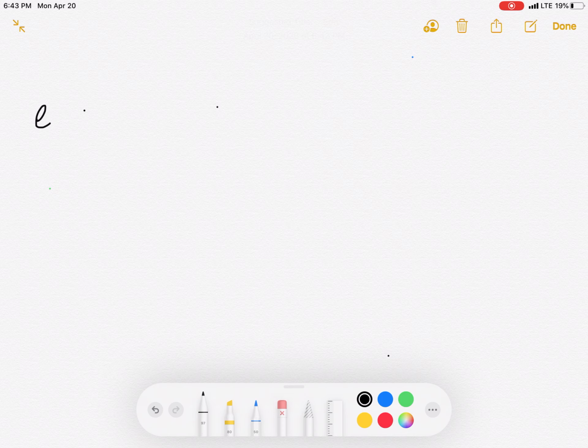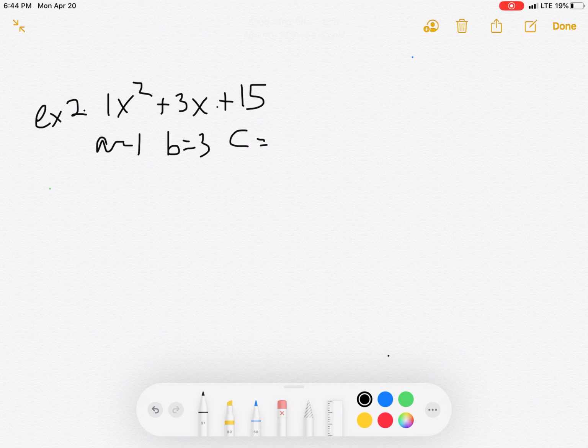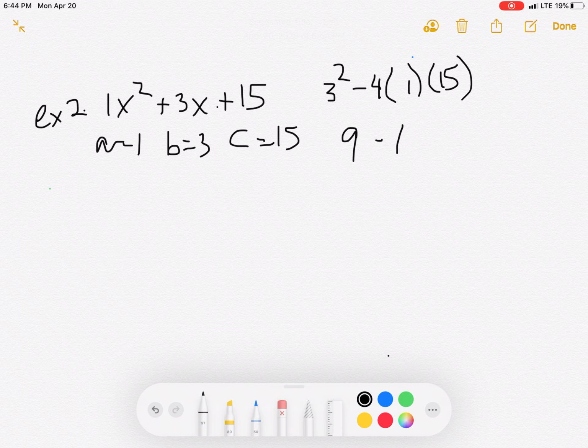So let's try example number 2. Let's say x squared plus 3x, let's say plus 15. And this would be something like a is equal to 1 again, because there's a 1 in front right there. B is 3, and c is 15. And so our formula again is b squared, so 3 squared minus 4 times 1 times 15. And we get something like 9 minus 60, which would give us a negative 54.